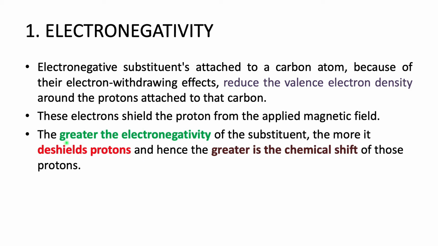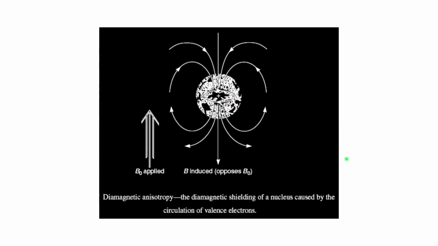So if we have a more electronegative effect of the substituent over the carbon to which the proton is attached, that proton is de-shielded to a larger extent, depending on the electronegativity of the atom attached to that carbon, and hence the greater is the chemical shift which we usually observe for those protons.